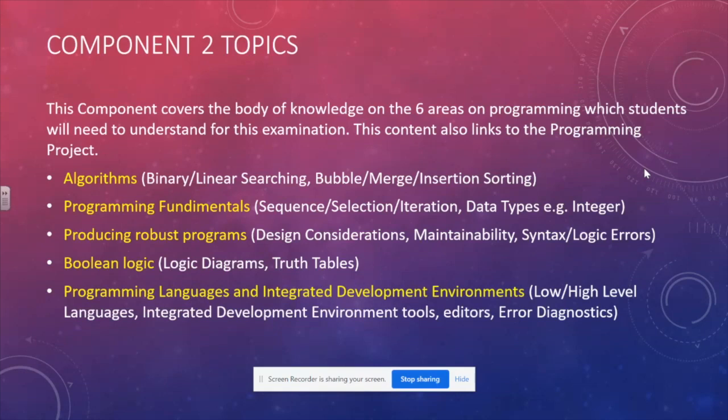Programming languages: we do look at IDEs as well, so low-level and high-level languages, integrated development environments, and the tools and the added advantages that they give. And again, this is assessed in an hour-and-a-half paper, and again, 50% of the GCSE.